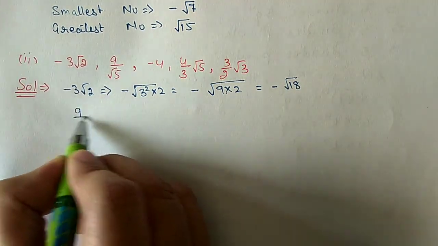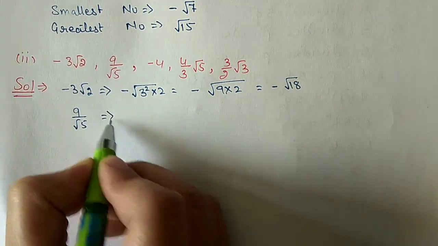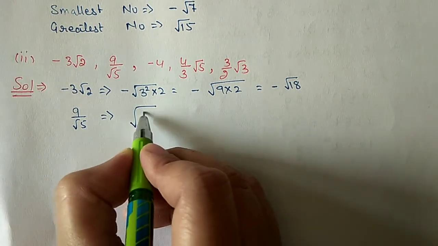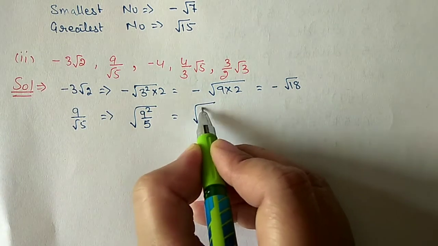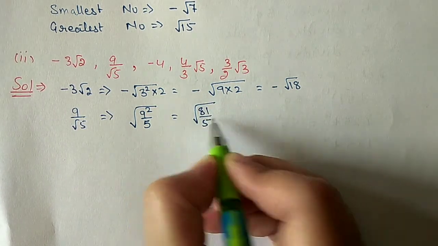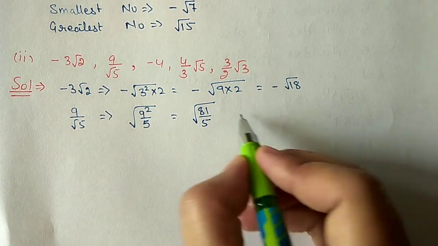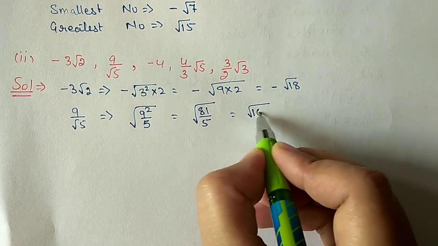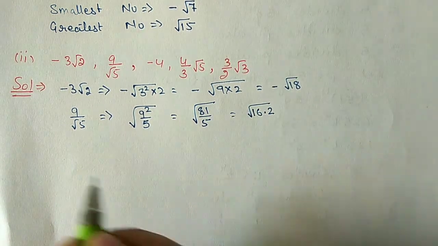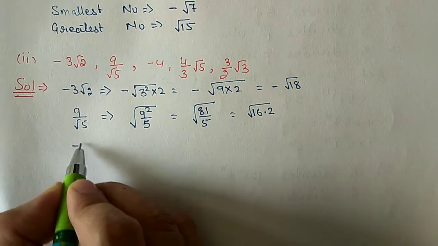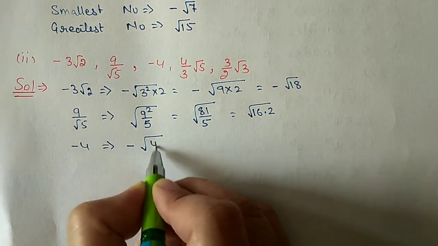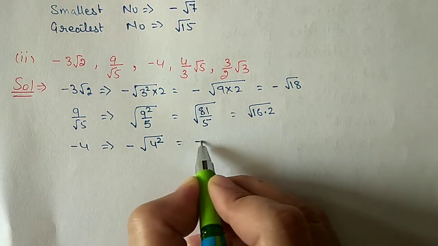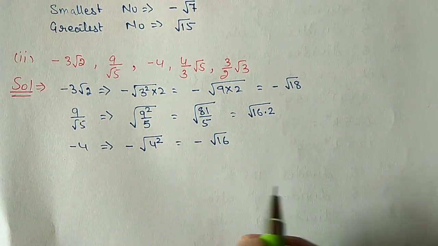Second number, 9 by root 5. When we take this 9 inside the root symbol, it will become 9 square by 5, where 9 square is equal to 81 by 5. 81 by 5 we can write as 16.2. Next, third number, minus 4. When you take minus 4 inside the root, it will become 4 square. So minus root of 16.